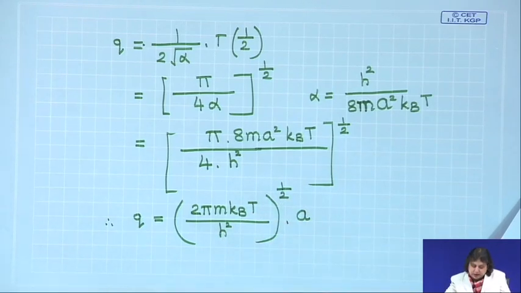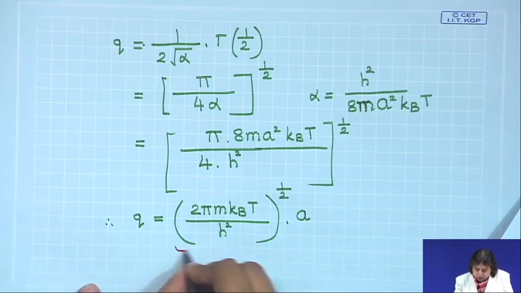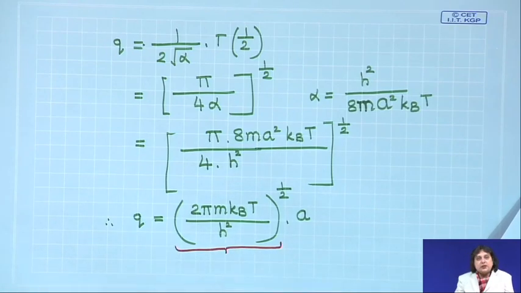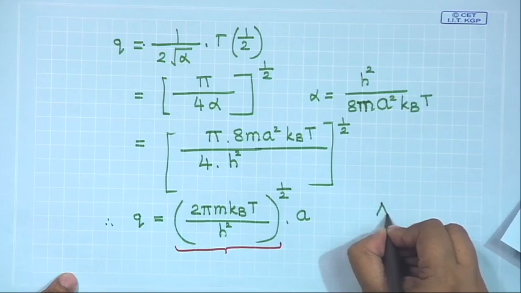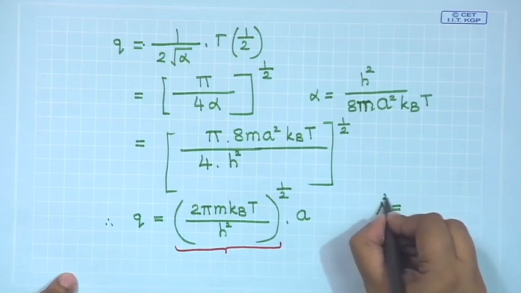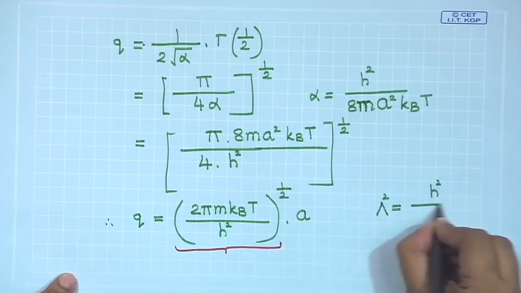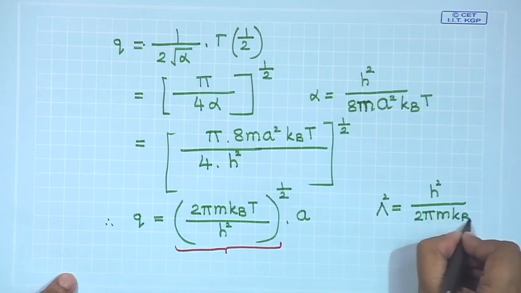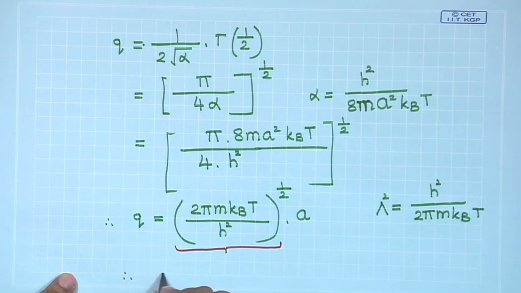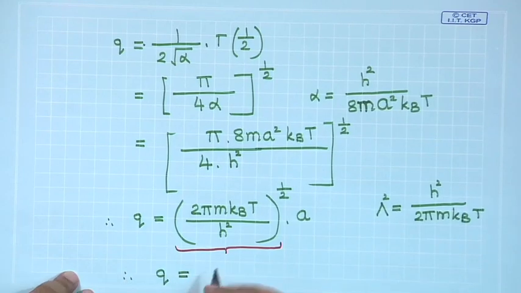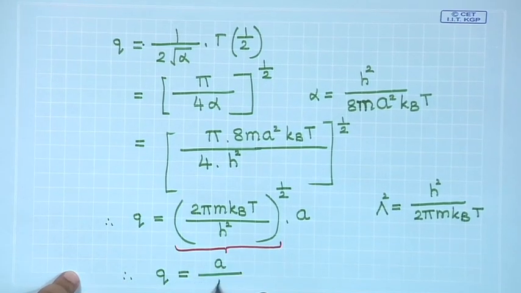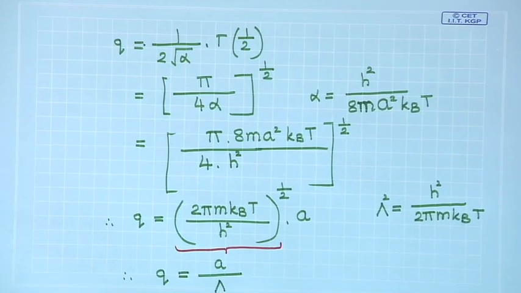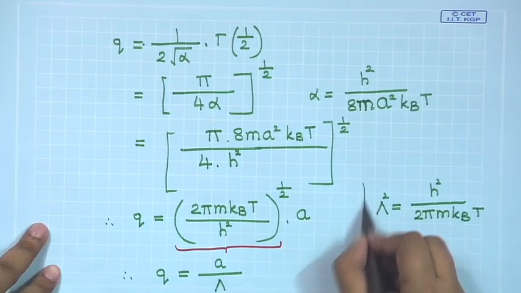Now, this is the quantity that I am going to use, and you can very easily confirm that it has the dimension of length. And I am going to take the inverse of length, and I am going to define lambda square as h square divided by 2 pi m kt. So, what is the final expression for q? That is equal to a divided by lambda. Now, have a look at the definition of lambda.